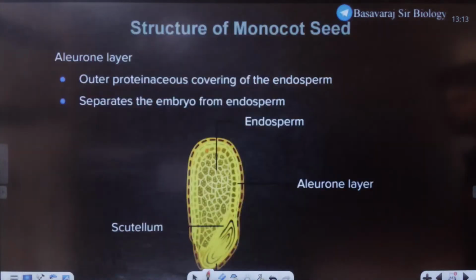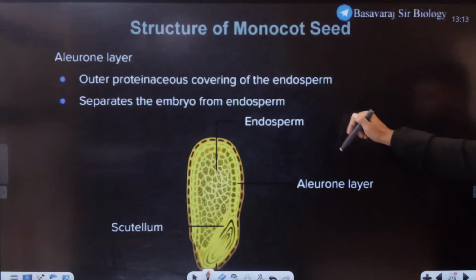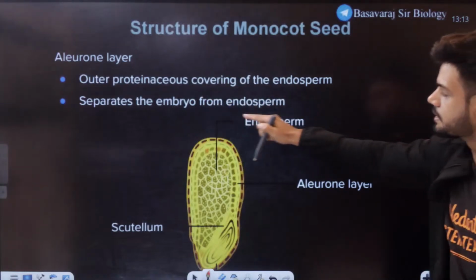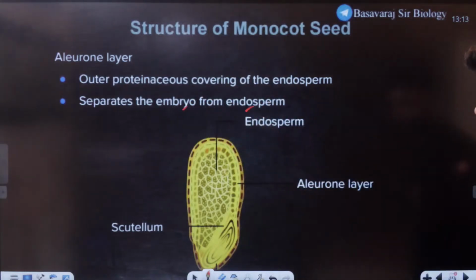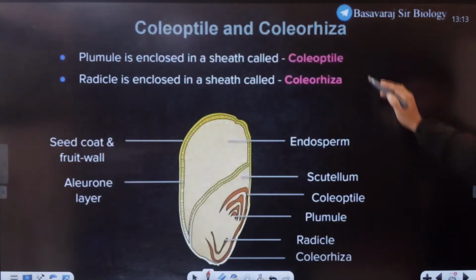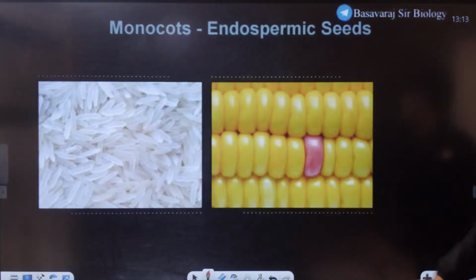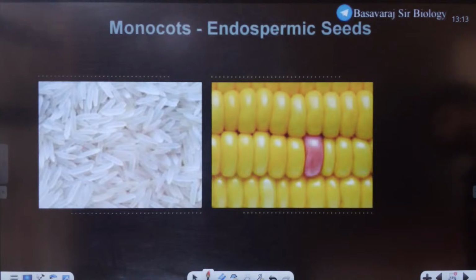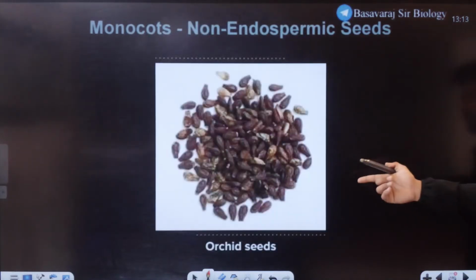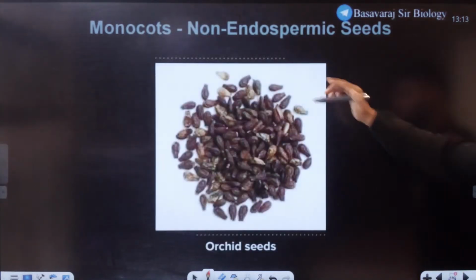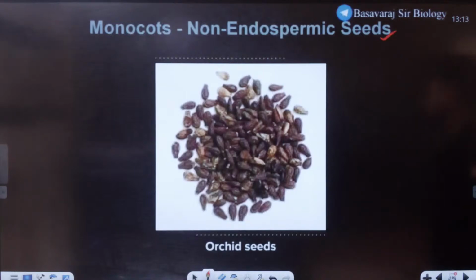Cotyledon, aleurone layer, outermost protective layer, separates embryo from the endosperm. Coleoptile, coleorhiza. Mostly they are endospermic. Now, is there any exception, students? Is there any exception in monocots where endosperm is absent? Orchids: it's a monocot but non-endospermic in nature.